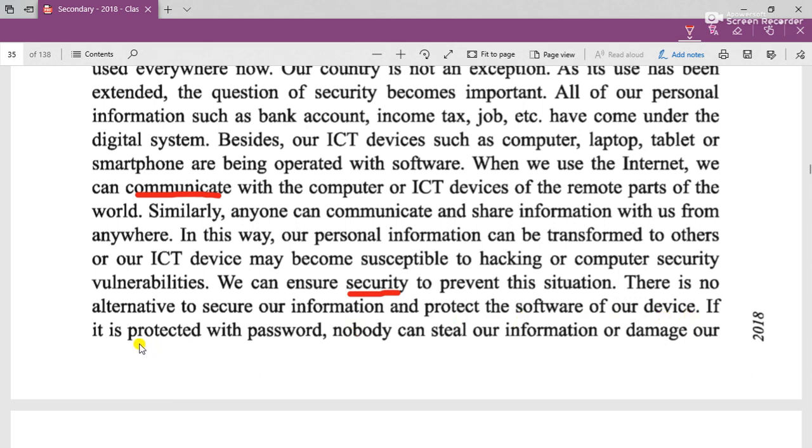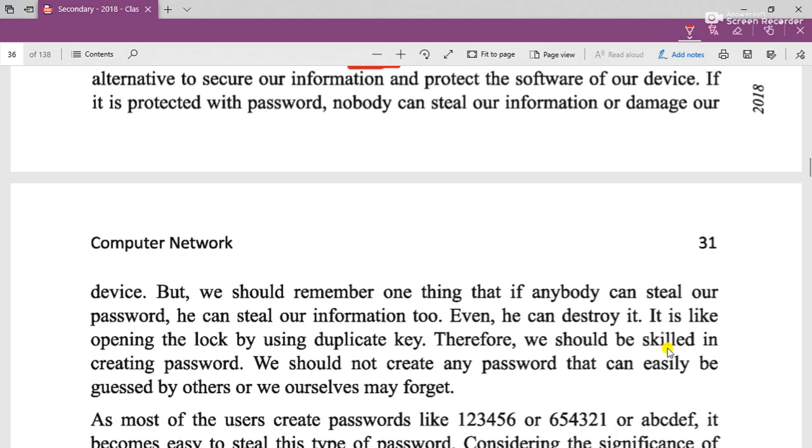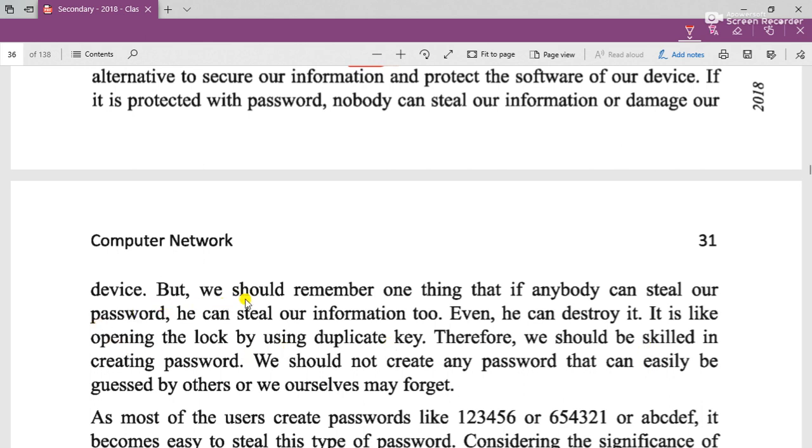So if it is protected with a password, nobody can steal our information or damage our device. But we should remember one thing, that if anybody can steal our password, he can steal our information too. So it is very common. If anybody can steal our password, he can steal our information too.